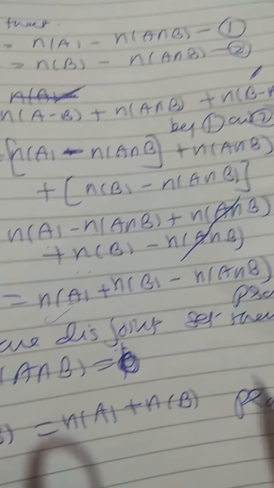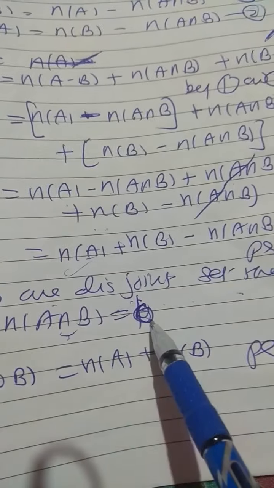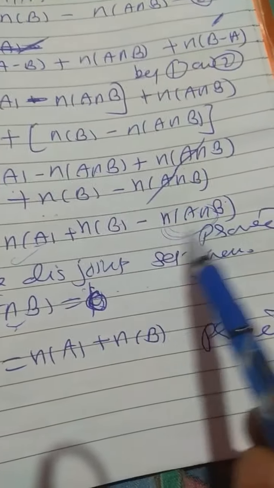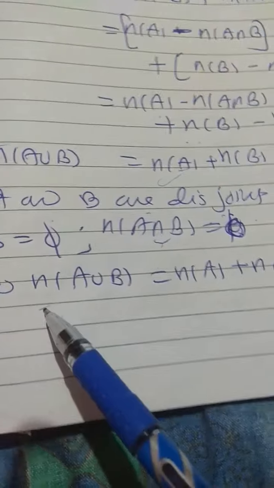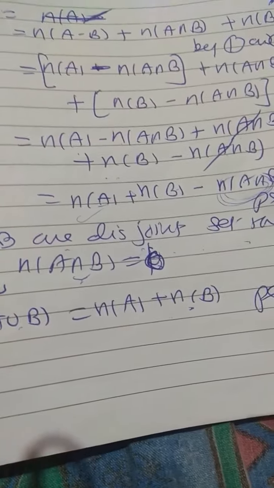That is the answer. If A and B are disjoint sets, it means A intersect B is empty, so that will be 0. Number of elements 0. So we get n(A union B) is n(A) plus n(B) whenever A and B are disjoint sets.